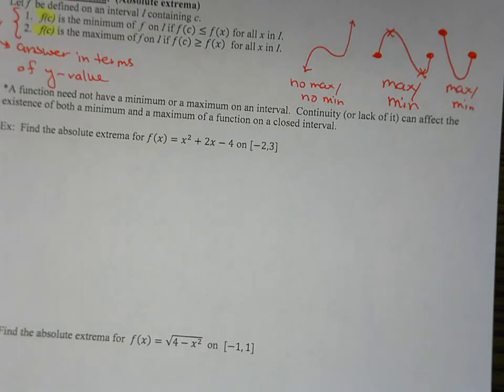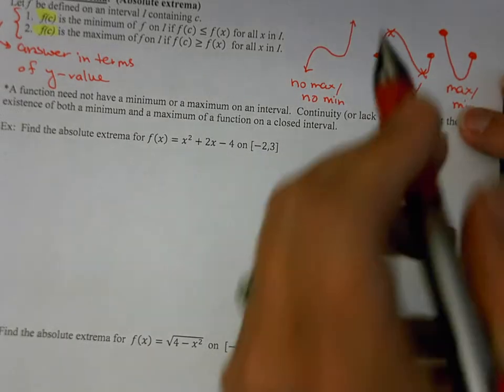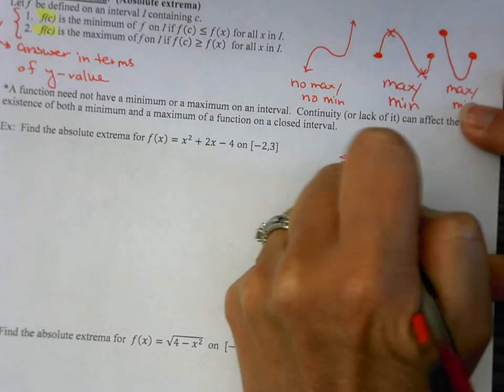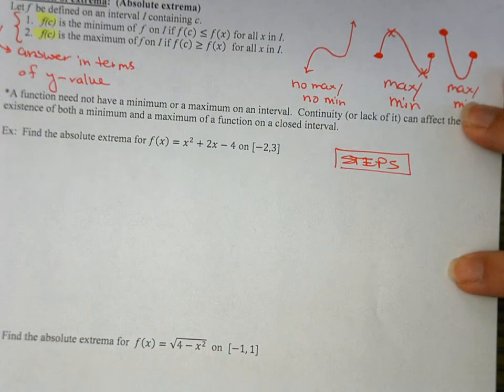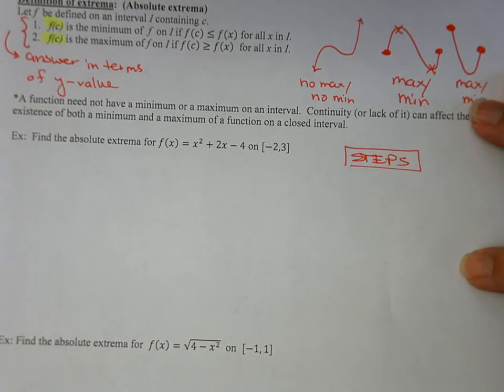That would be the other instance. Okay, so let's go ahead and find our absolute extrema. So we're going to do a few things here. I'll just do the steps off to the side. Our first step is we need to recognize that our absolute extrema are going to occur, in general, if we have a continuous function, at either the endpoints or a relative max or relative min.